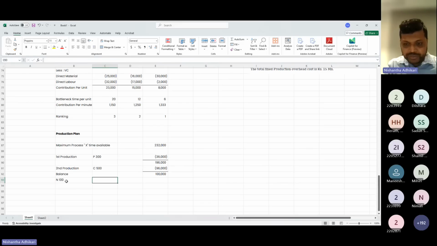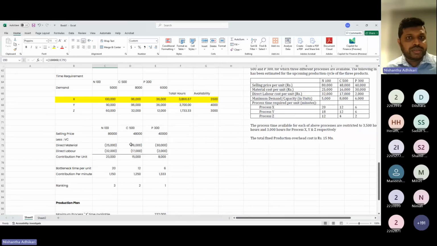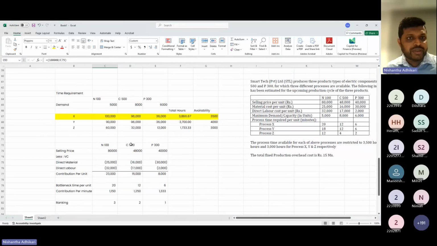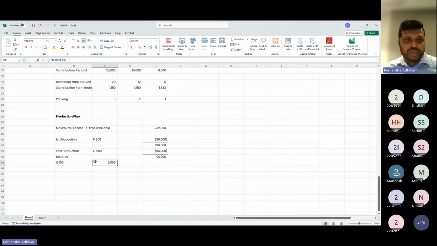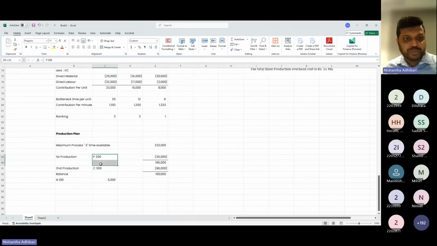Then how many units? You divide the 100,000 available by 20 each required. That means you can manufacture 5,000, which is exactly the demand of 5,000. Yes, 5,000. This is how it has to be allocated. N100, 5,000.